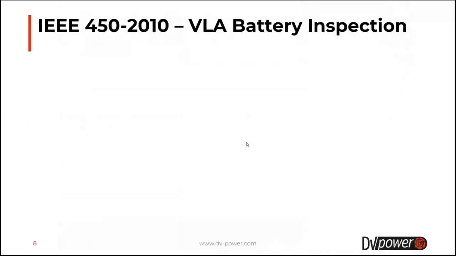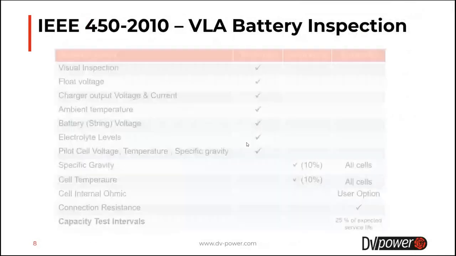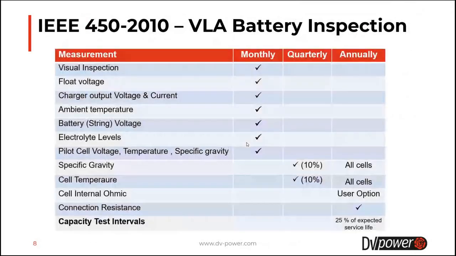We now have an example of the IEEE 450-2010 VLA battery inspection standard, which defines relevant maintenance and testing procedures for vented lead-acid batteries. We can see the tests and measurements we must do on a monthly, quarterly, and annual basis.